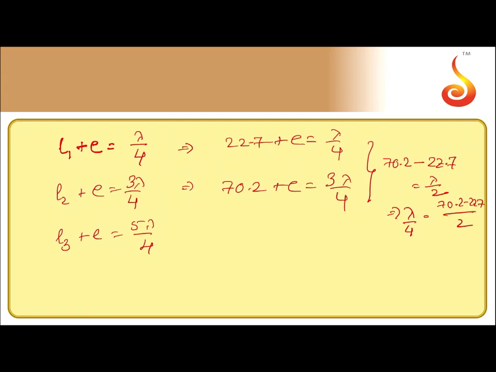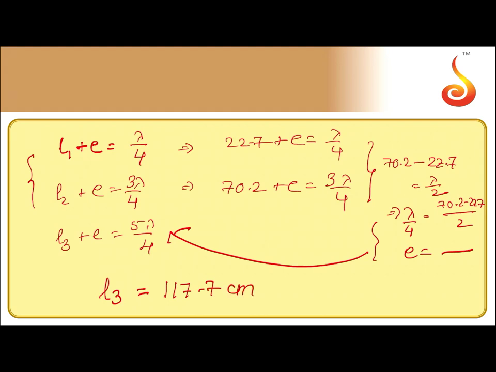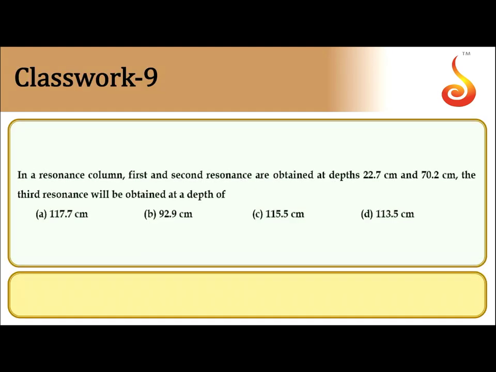Now, I'm going to use this expression and find out the value of E also. So, we can substitute these into this equation to find out the value of L3. So, with the help of first two equations, I'll find out the value of lambda and E, and then substitute in the third equation. That gives the third resonance, which can be calculated as 117.7 centimeters. So, the third resonance occurs at a distance of 117.7 centimeters.